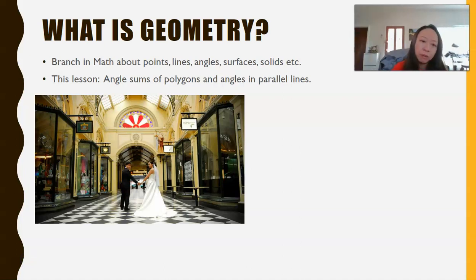So, I've included a picture of my wedding here. This is in the Royal Arcade, and it is such a beautiful piece of architectural work. If you look at the glass, the ceilings, the floors, the shop fronts, it has all to do with geometry and balance and how it is put together to look so amazing.